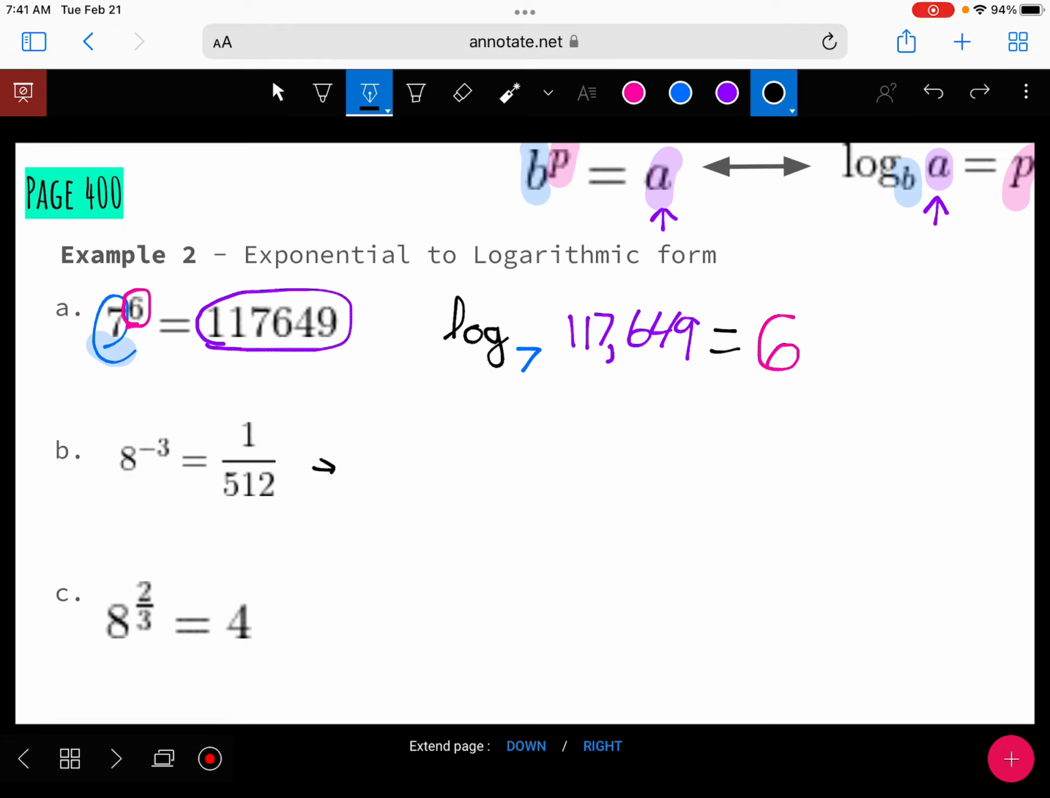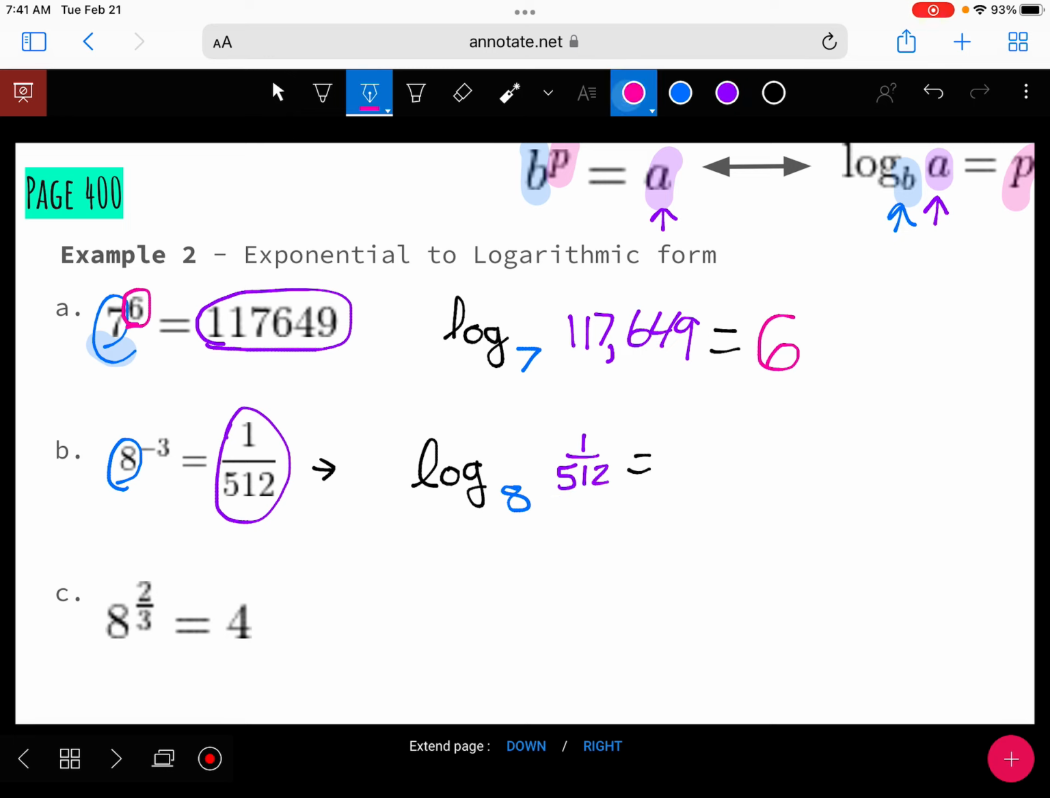I'm going to do the same thing over here. I'm going to get my log. And what's my base? 8. So BA is next. What's my argument? It's 1 over 512. It's whatever my exponent equals. 1 over 512. And it's going to equal my power, -3. Yep. Log base 8 of 1 over 512 equals -3.